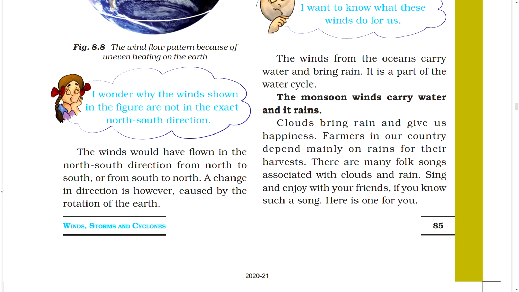I wonder why the winds shown in the figure are not in the exact north-south direction. The winds would have flown in the north-south direction, from north to south or from south to north. A change in direction is, however, caused by the rotation of the earth.